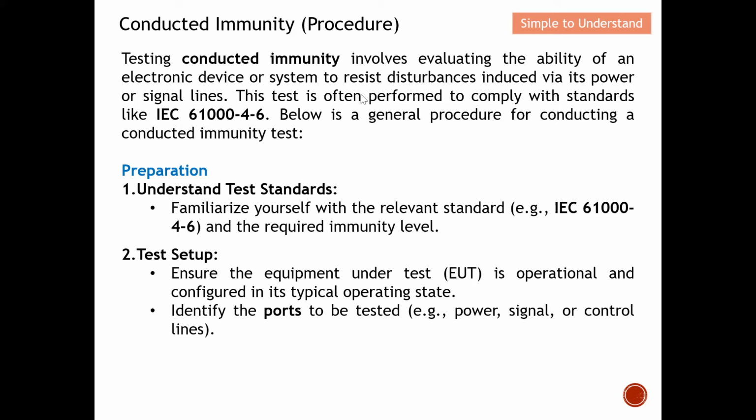Okay, so this test is often performed to comply with a standard, for example, IEC 61000-4-6. Below is a general procedure for conducting a conducted immunity test. Basically, in short, we inject the noise source into the cable that provides, for example, the power supply or whatever comms lines the EUT has.